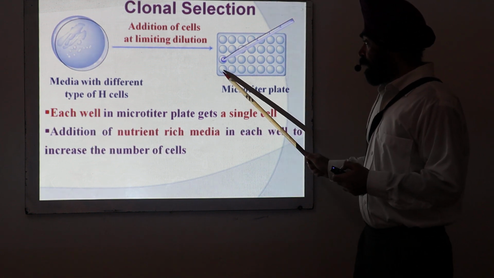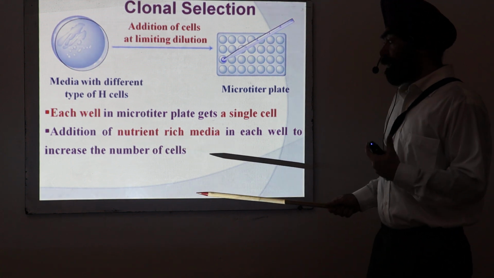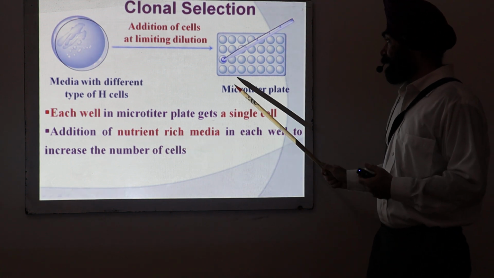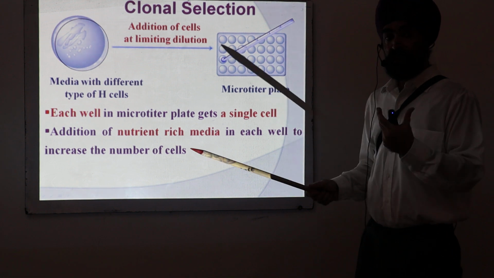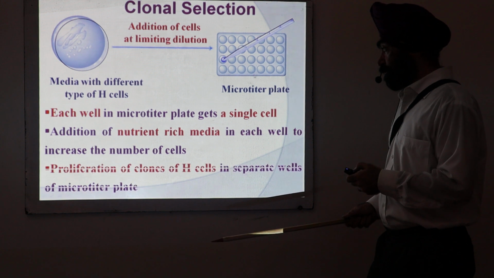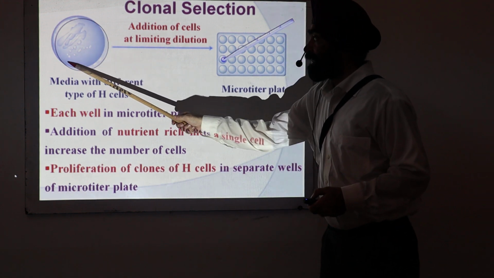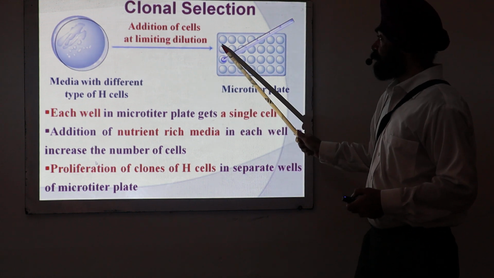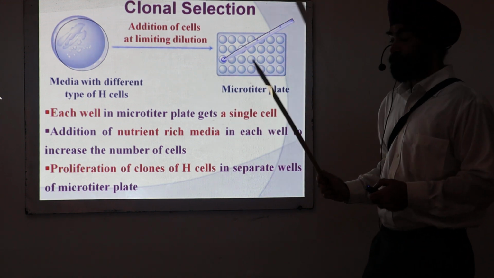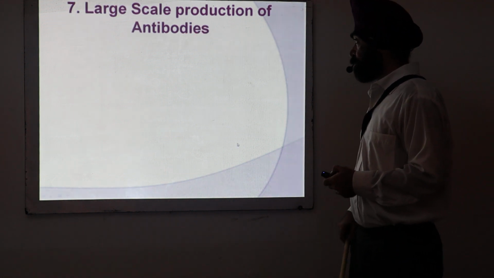So now in all these wells you will add nutrient rich media, a media which is rich in nutrients, so that in these wells, small wells, the single cell grows and forms multiple cells. So you can say you have different kinds of cells. Now in these wells you have separated all the cells. So proliferation of cells in separate wells.